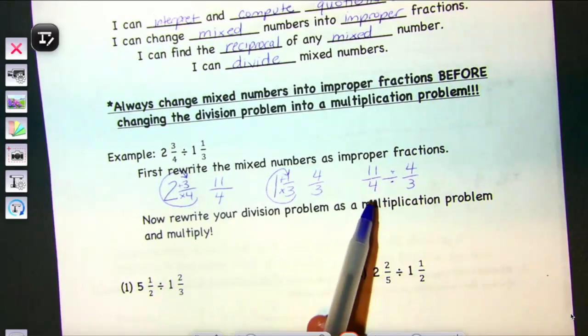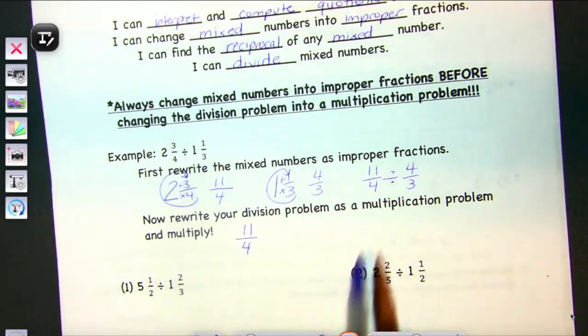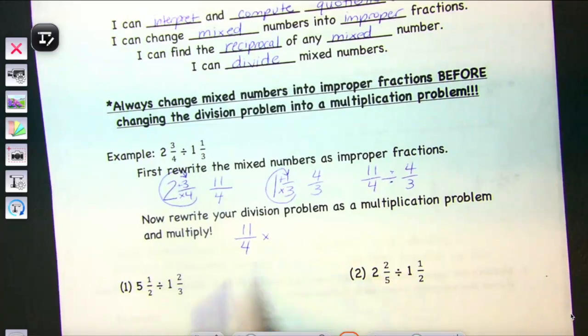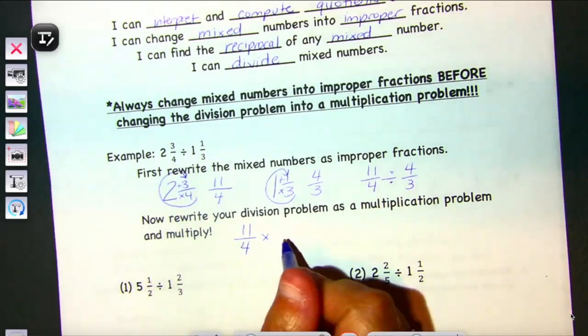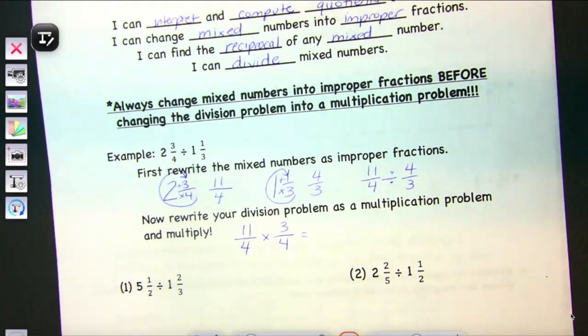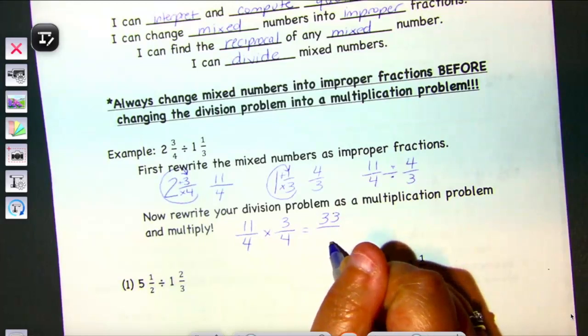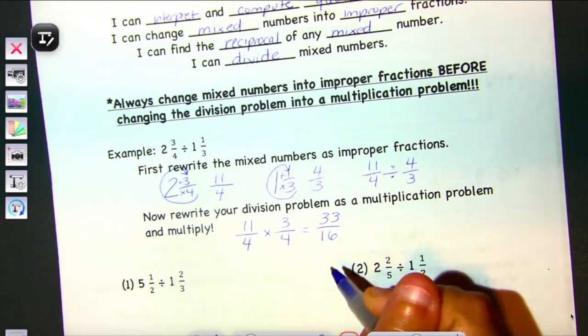So we're going to keep the first one as 11/4. We're going to change our sign from division to multiplication, and then we're going to flip. So instead of 4/3, we're going to have 3/4. And now we can just multiply. So 11 times 3, that's going to be our new top number, so that's 33. 4 times 4 gives us 16.